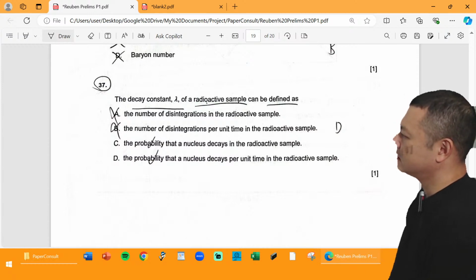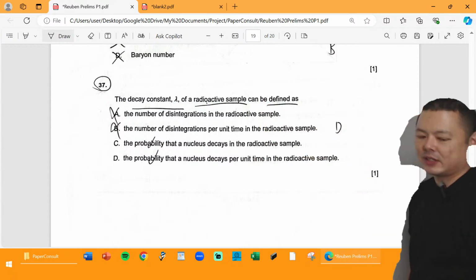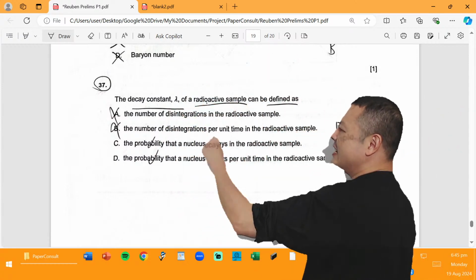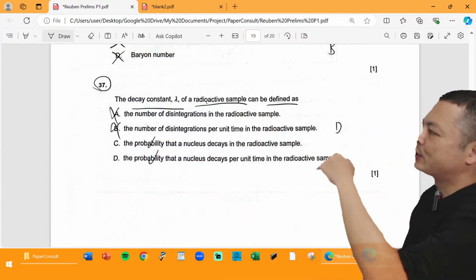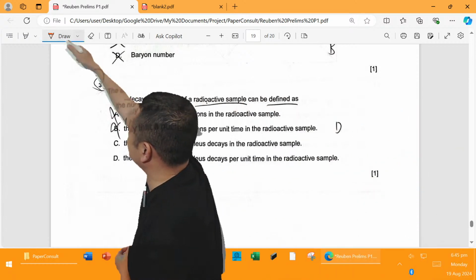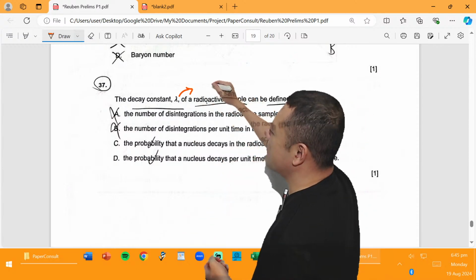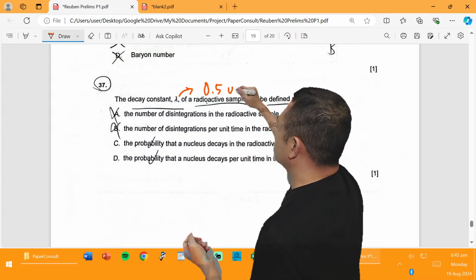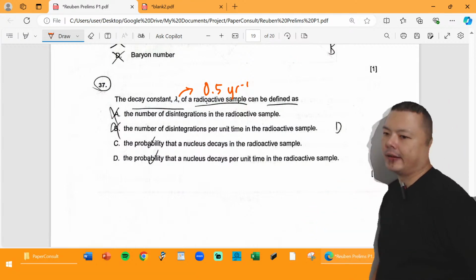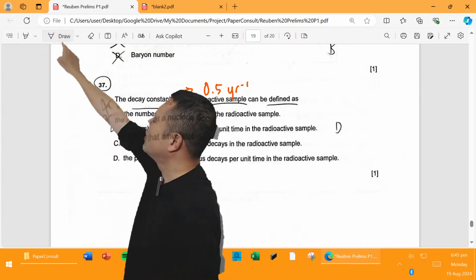Because it's per unit time. Decay constant always has a time factor. Whenever I was teaching topic 12, whenever I said decay constant, I always said that the decay constant is the probability of decay in the next unit time, right? So lambda always has a time factor, and it's not based on seconds. It can be anything. Lambda can be, let's say, 0.5 per year. That means the chance of decay is 50% in 1 year, right? Lambda always has a time factor to it.